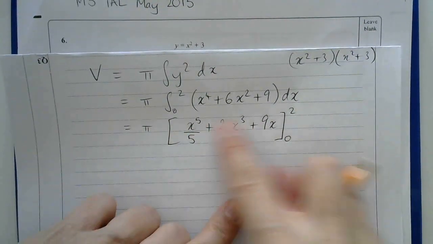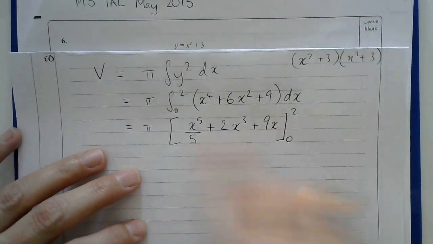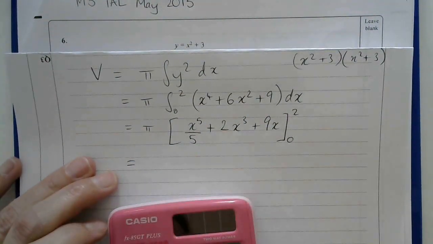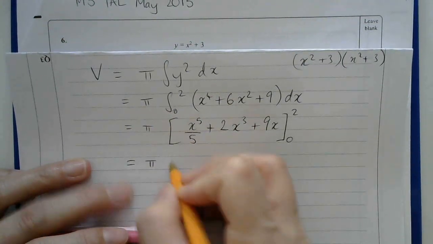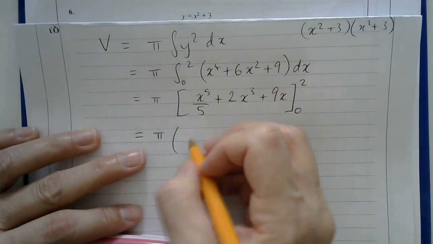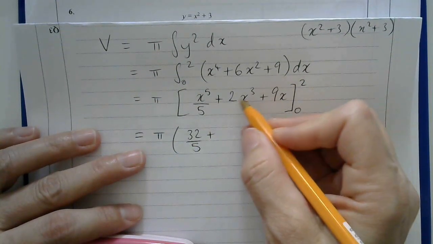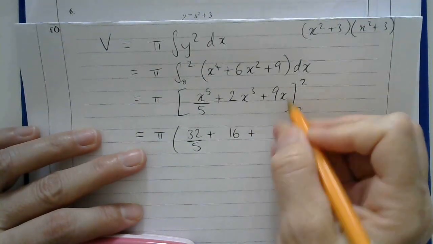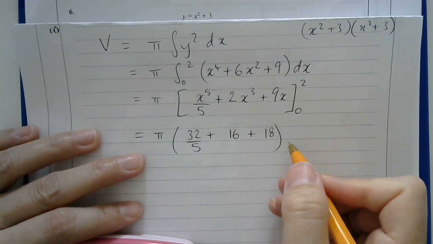When I pop 0 in here, I'm going to get 0, so I'm only really concerned with what happens when I put 2 into all of this. So I'm going to do pi times by 2 to the 5 is 32 over 5 plus, here I get basically 2 to the 4, here I get 9 times 2, and then I can pop all of that on my calculator.